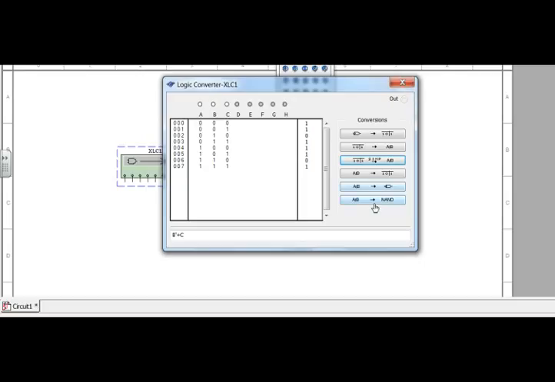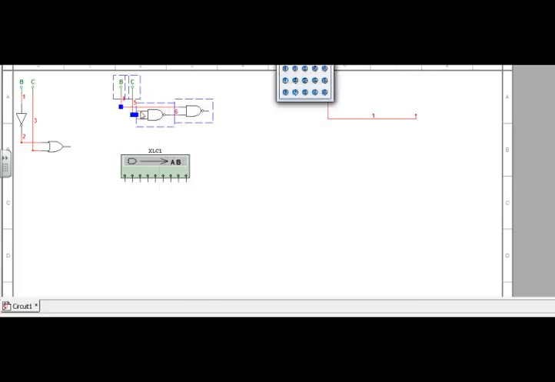And then if I wanted to, I could turn it into gates, or I could turn it into gates with NANDs. I could do that too. So I can do both of those things if I wanted to. I don't want to though.